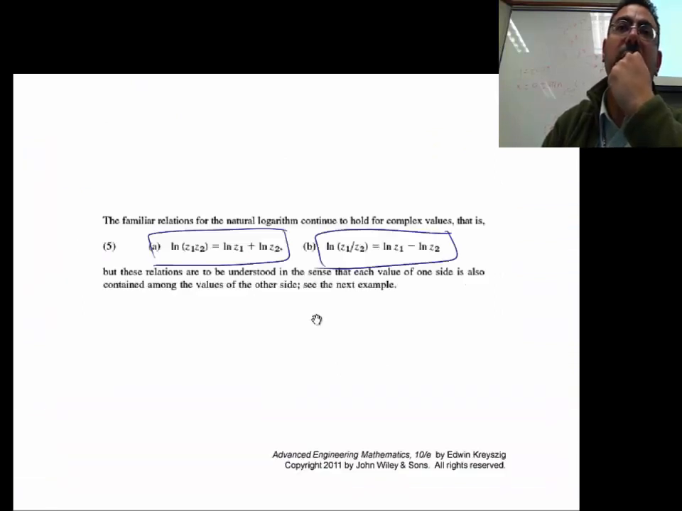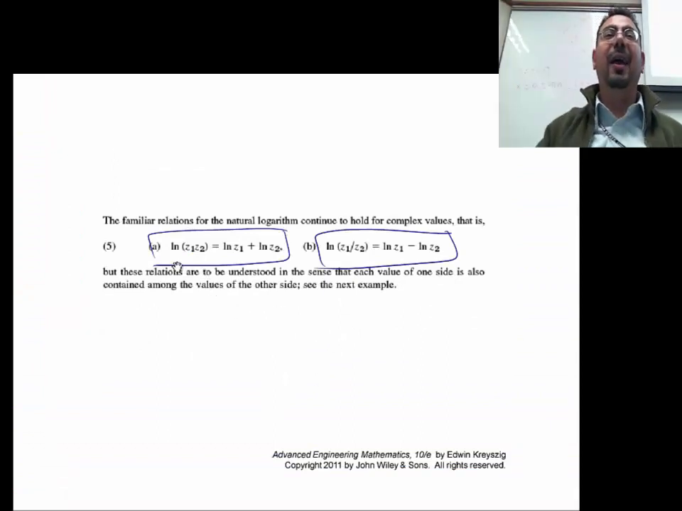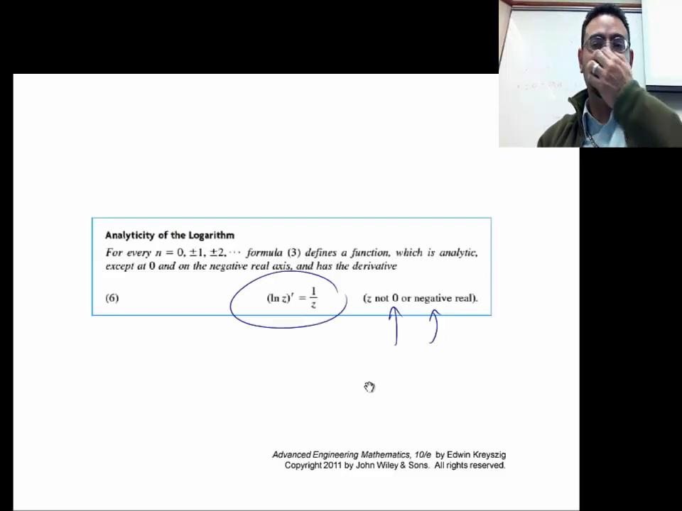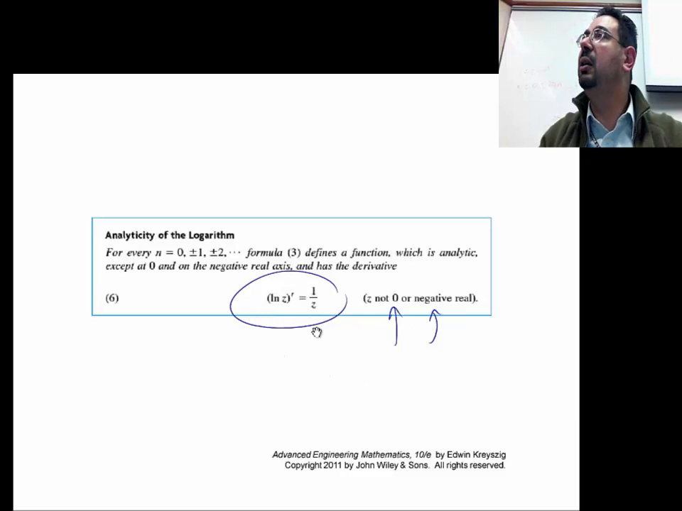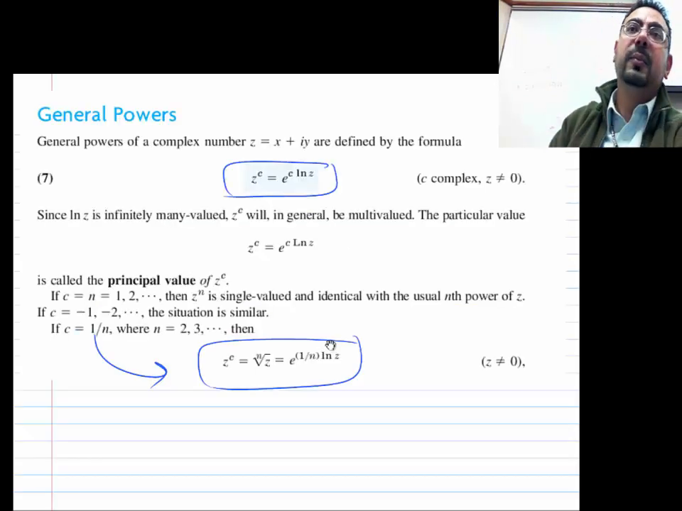I'll let you play with this at home. And again, Ln z1 z2, just like the real number, is the same as Ln z1 plus Ln z2, and Ln z1 over z2 is Ln z1 minus Ln z2. Okay. And differentiation is also the same. It's 1 over z, just like in real numbers. Differentiation of Ln x is 1 over x. Differentiation of Ln z is 1 over z. Right?